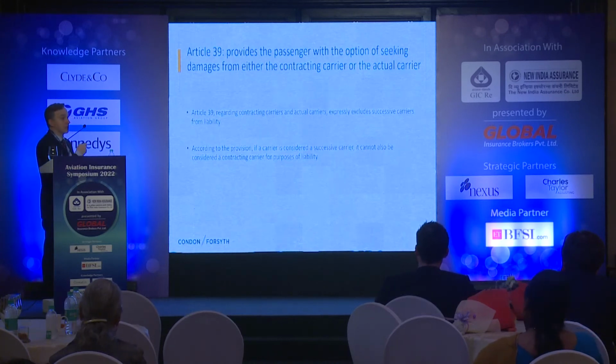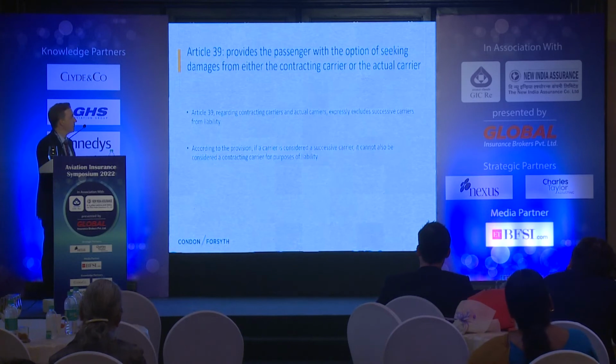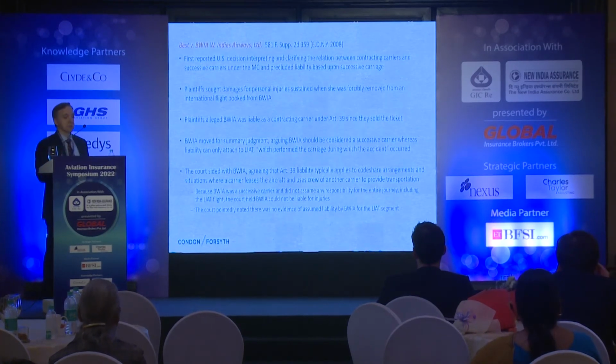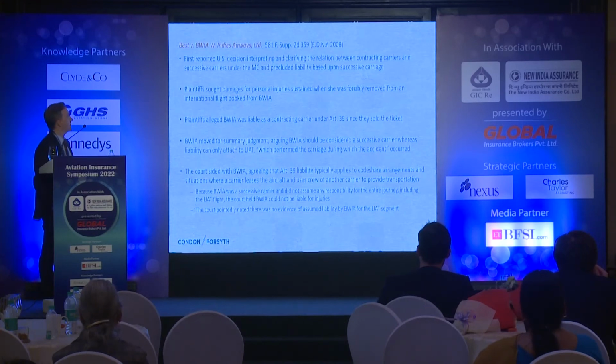There is a distinction in the article as to what is successive carriage. So successive carriage would be where a carrier sells the ticket and transports the passenger part of the journey, but then the incident may occur on the other half of the journey on a totally different carrier. This case was the first case that addressed this issue and explained it well: Best versus BWIA in New York.